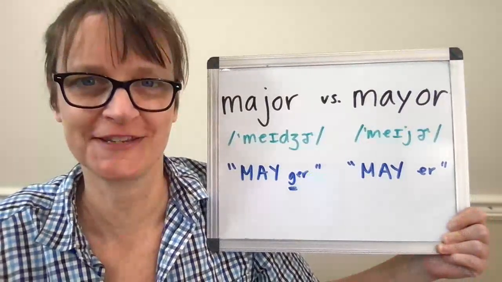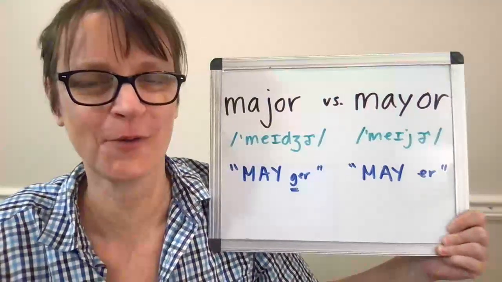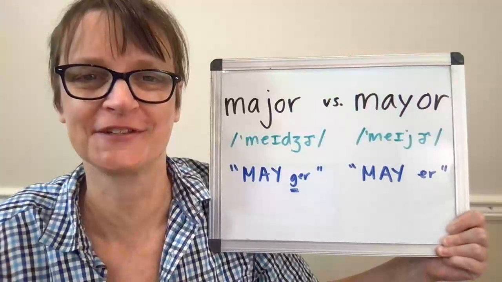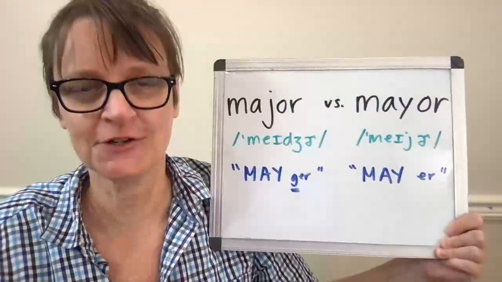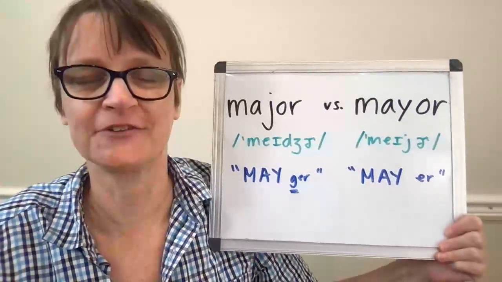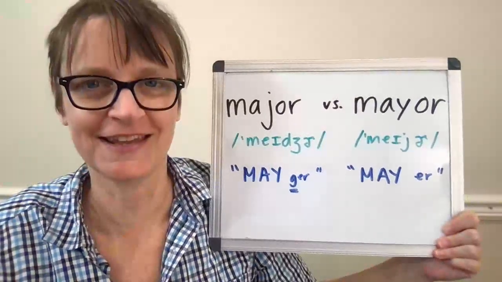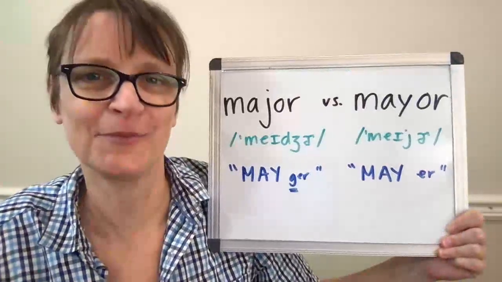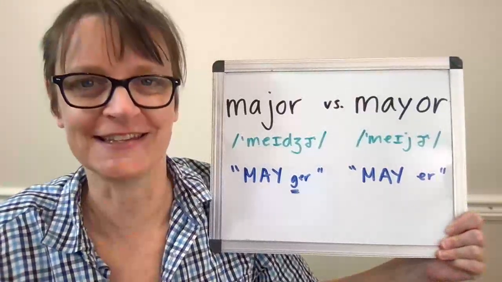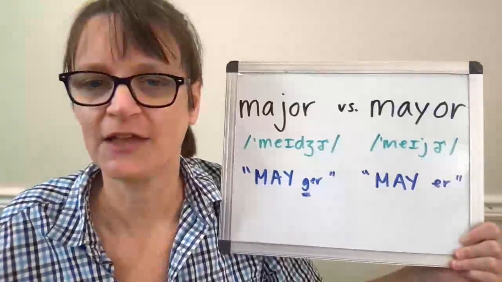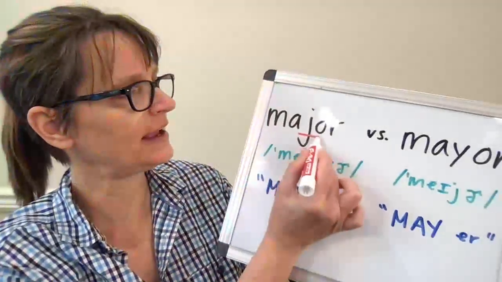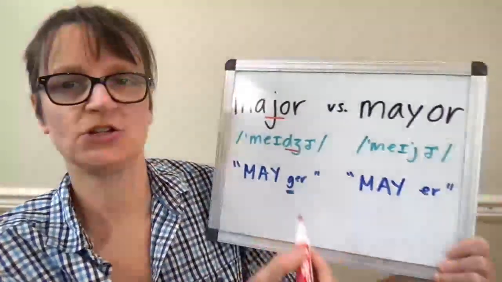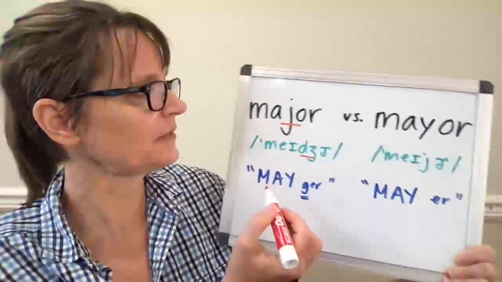Welcome to our Word of the Day series, where I've been taking your requests for words you'd like help to pronounce in American English. Today we're going to look at the words major and mayor and talk about the challenges of the spelling and the sounds of these words to help you to pronounce them correctly and easily in your everyday speech. So the word major has the letter J and the sound J in the middle.